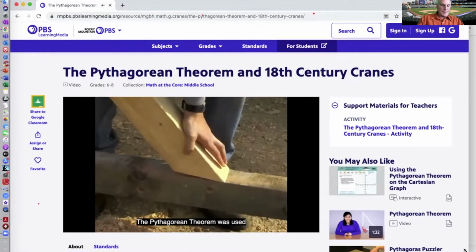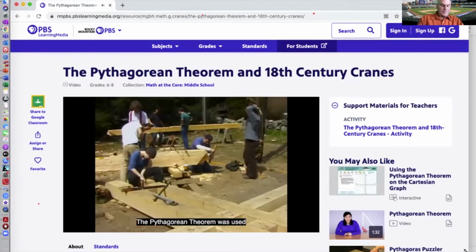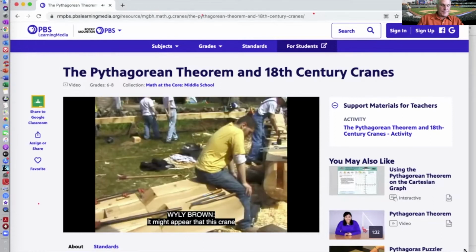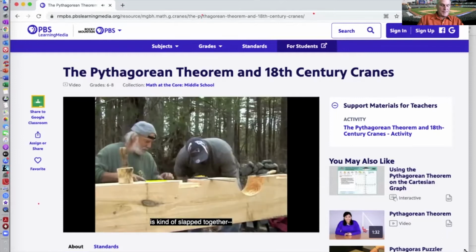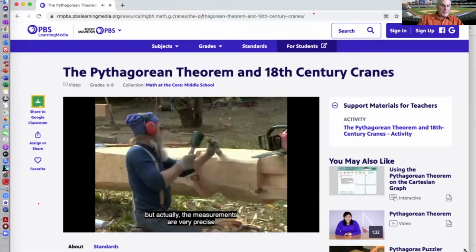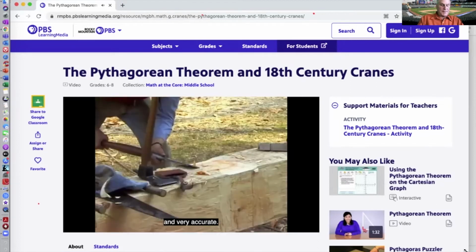That's why you see a baseball diamond, because in the next lesson the students are going to be asked to use the Pythagorean theorem to figure out the distance from home plate to second base on a baseball diamond. But actually, the measurements are very precise and very accurate.